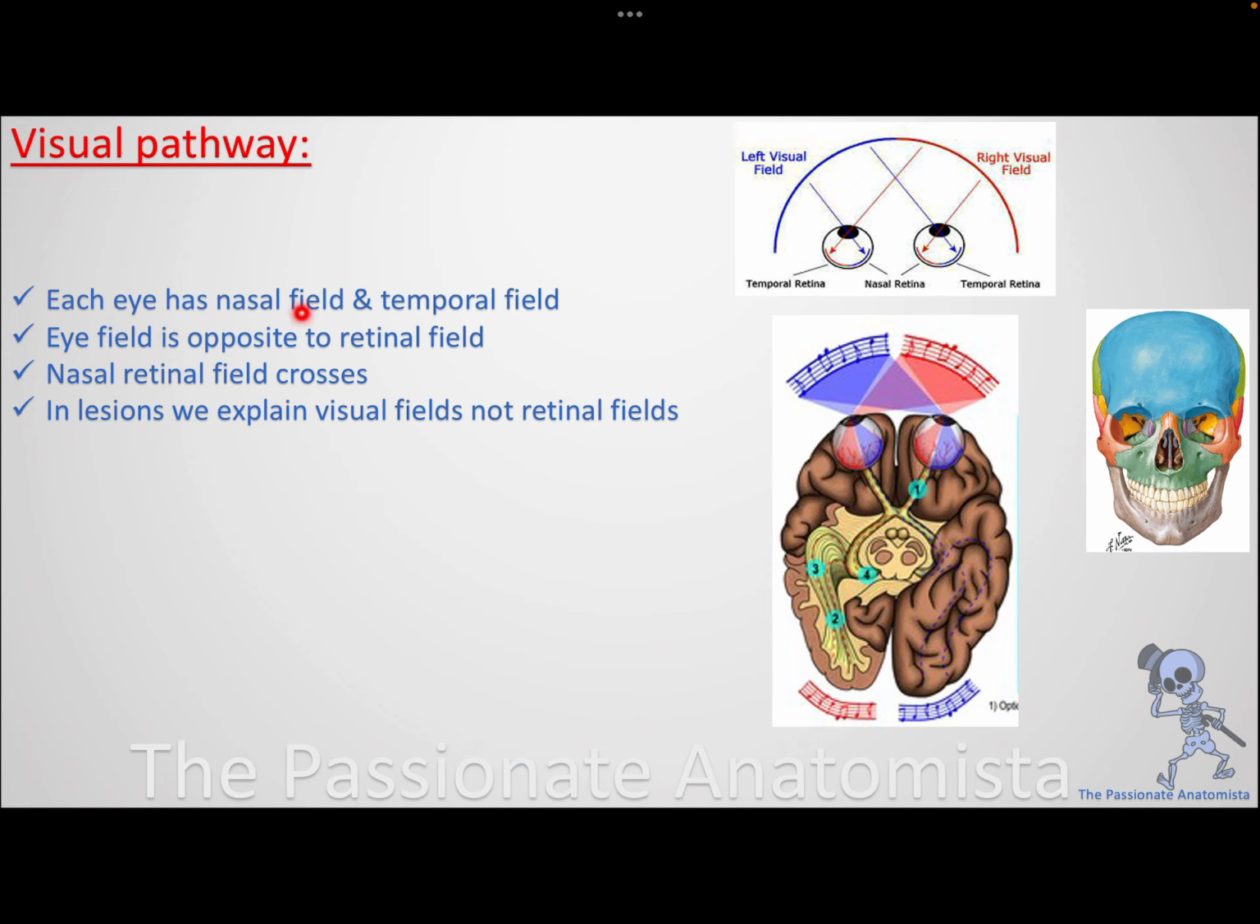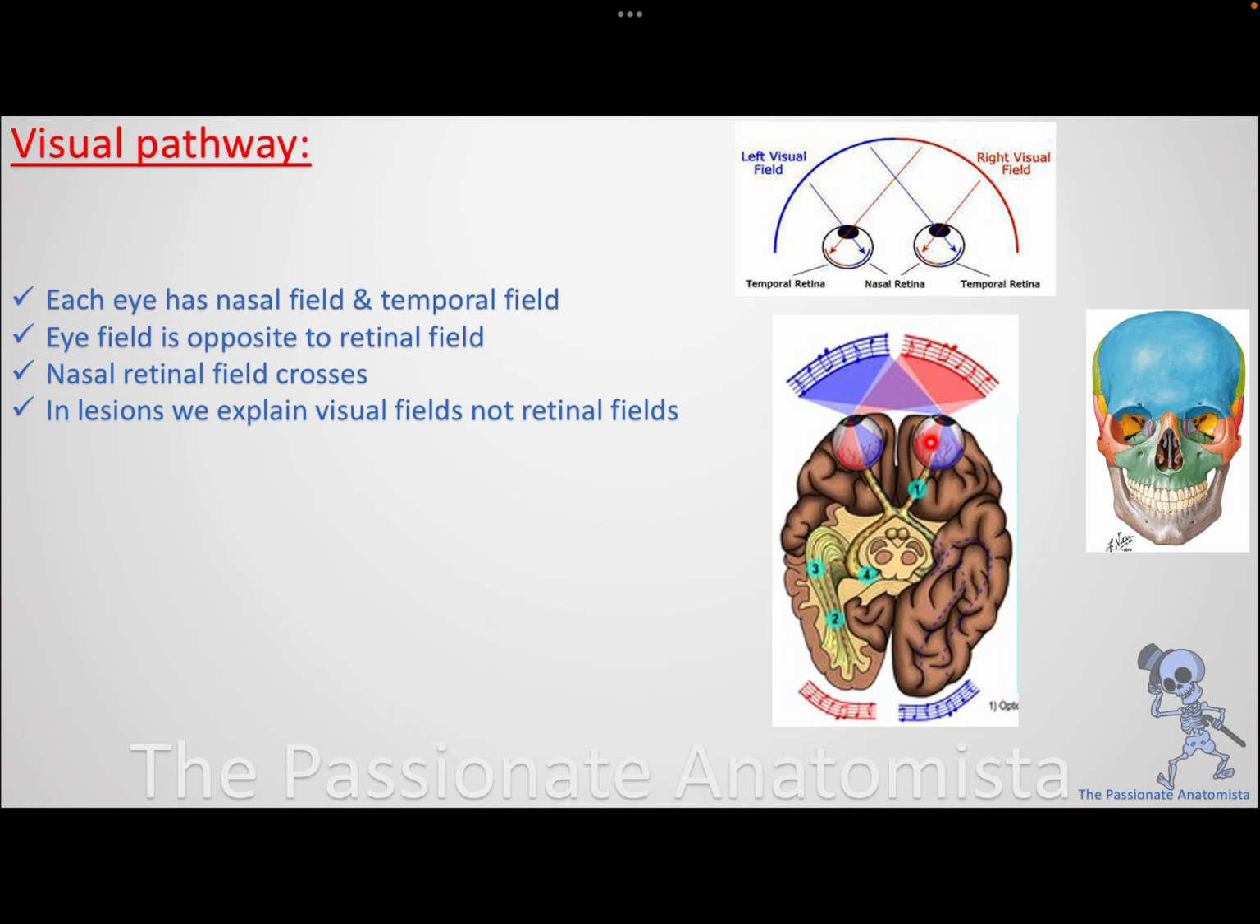Each eye has a nasal visual field and a temporal visual field. The nasal is in the nose area, and the temporal is at the temporal bone area. The eye field is opposite to the retinal field. In any lesion, we explain the visual fields, not the retinal fields. In this video, we are going to talk about more visual field defects the patient can have, and what the pathology or lesion is in that patient.